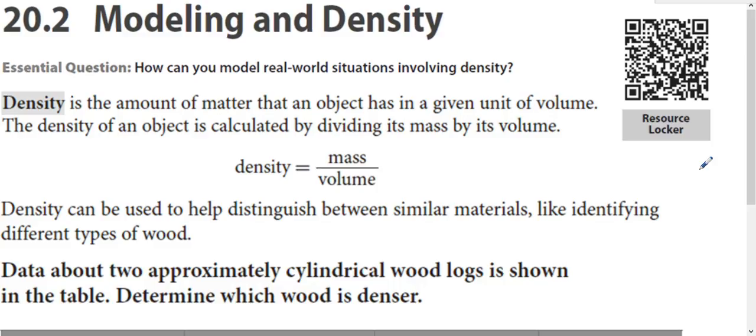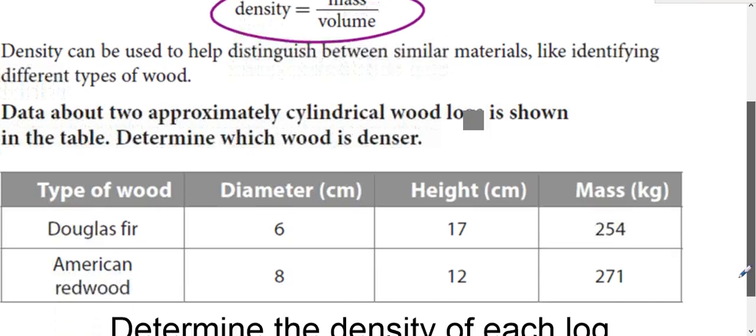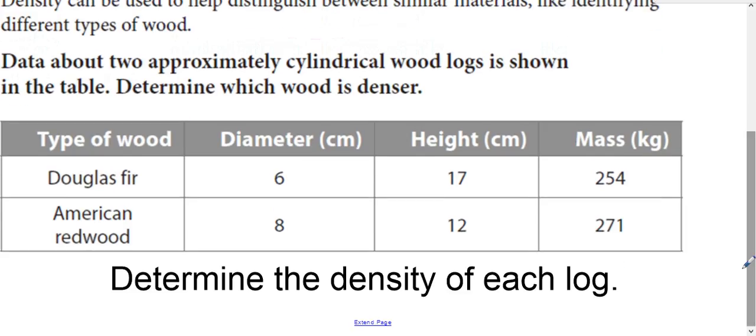So you can calculate density by doing mass divided by volume. Mass is the actual mass of it, like, that's more like the weight. So here's two different types of wood. Wood has different densities. Metals have different densities. Fat has a different density than muscle.